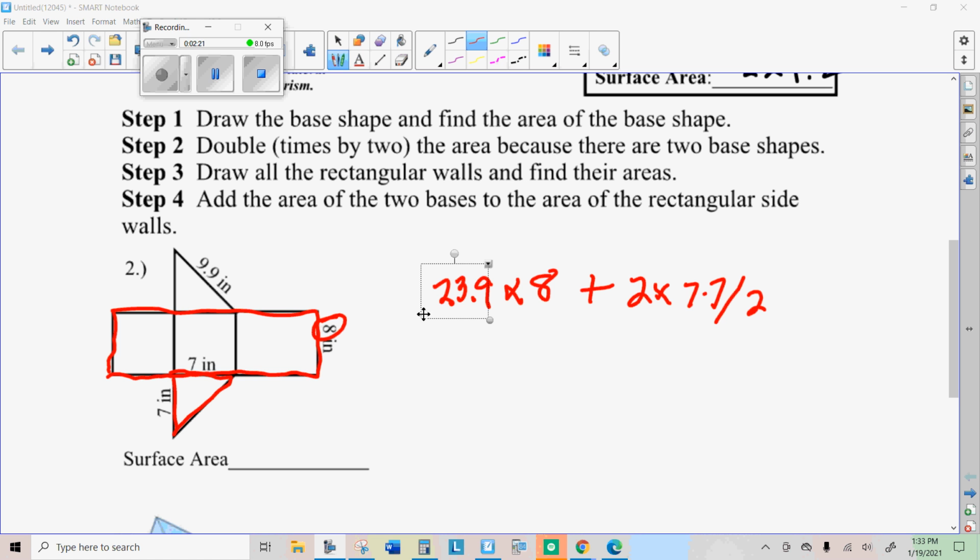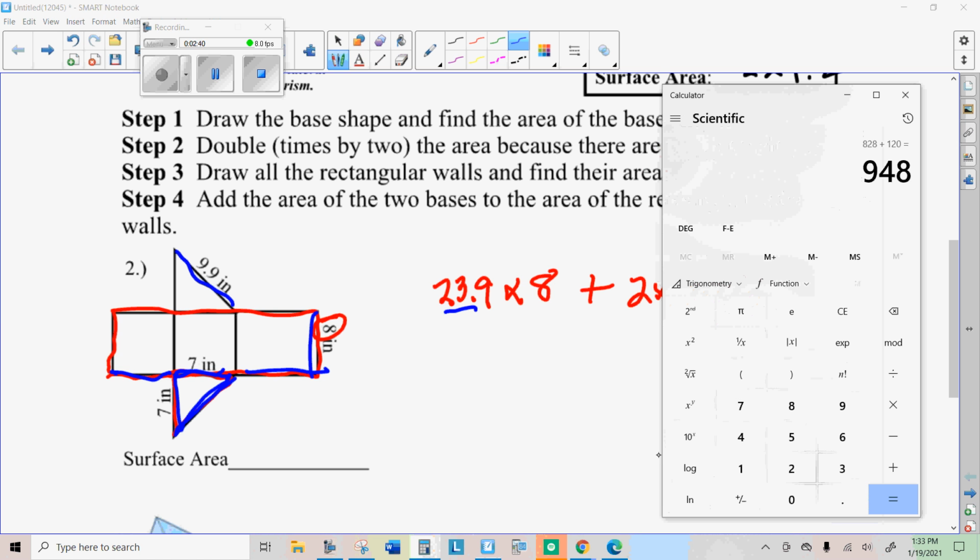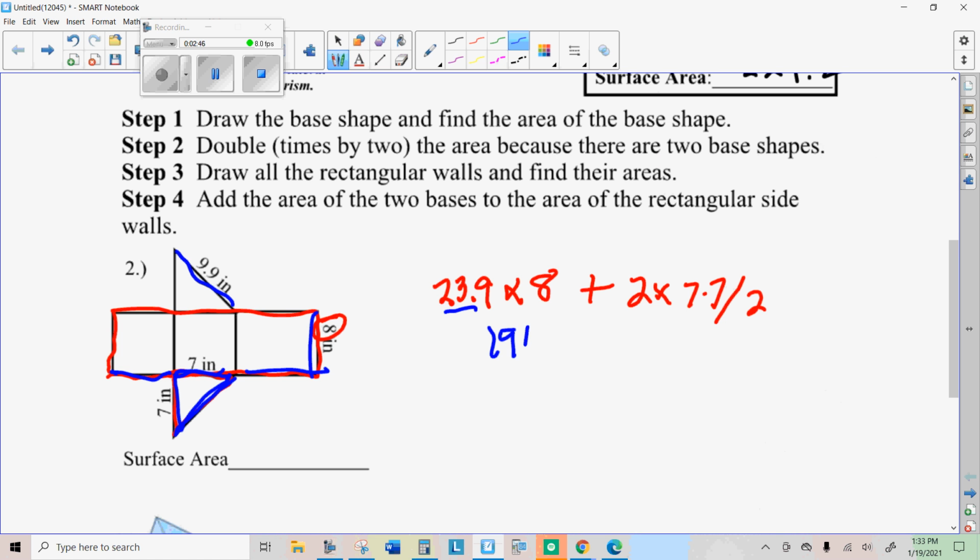So if you find the perimeter of the triangle, in other words, add the 7 twice and the 9.9 once, you end up with this, this, and this. So the length of that rectangle, which is 23.9, multiply that by 8. That's 191.2. And then we add the bases. Now the bases are triangles, and the length and width of those triangles are 7 and 7. So we do 7 times 7 divided by 2, which is 24.5. Then we multiply that by 2, which is 49.